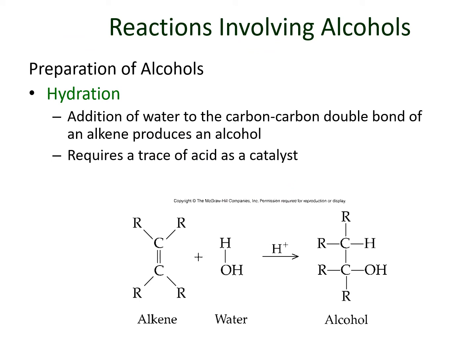Next up are reactions involving alcohol. So first up is the reaction in which alcohol will be a product. We can call it preparation of alcohol. The reaction is hydration, which is simply addition of water to the carbon-carbon double bond of an alkene. So addition of water to the alkene will produce an alcohol, and it will require a very small amount of an acid as a catalyst.